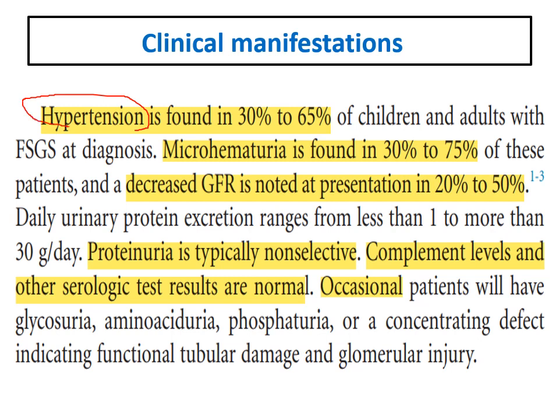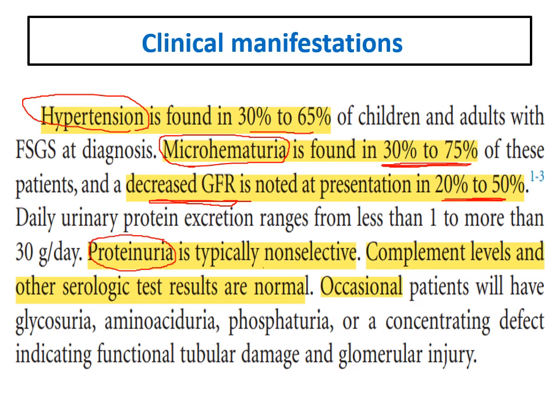Hypertension is found in 30 to 65% of cases. Microhematuria might happen, and this is important, because a considerable percentage of you usually exclude focal segmental glomerulosclerosis if the patient has microhematuria. No, microhematuria can happen in FSGS. This is important, and it is present in 30 to 70% of patients. Also, renal impairment might be present in about 20 to 50%. So the most common presentation is nephrotic syndrome with nephrotic range proteinuria, but hypertension, microhematuria and renal impairment might also happen with different percentages. Proteinuria, as we said before, in FSGS is usually non-selective.